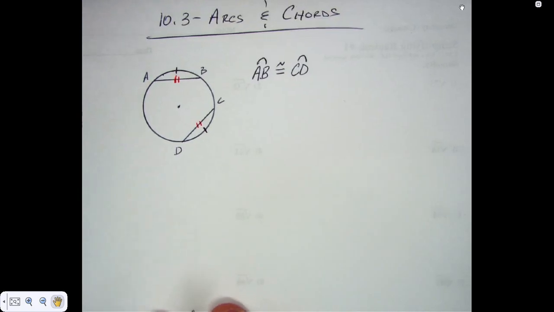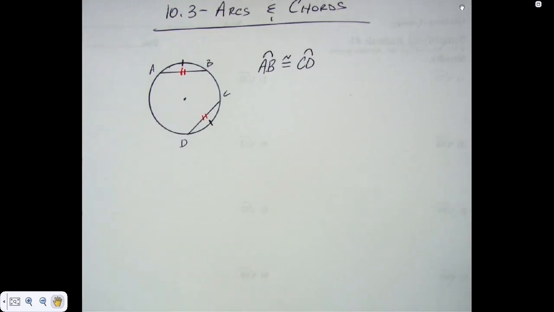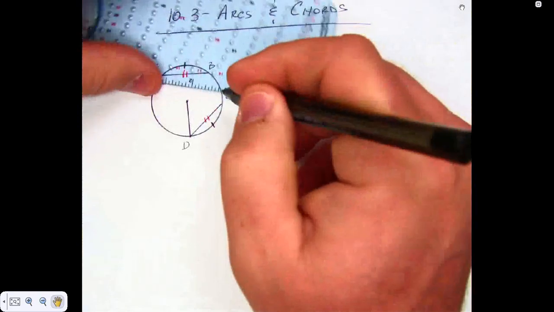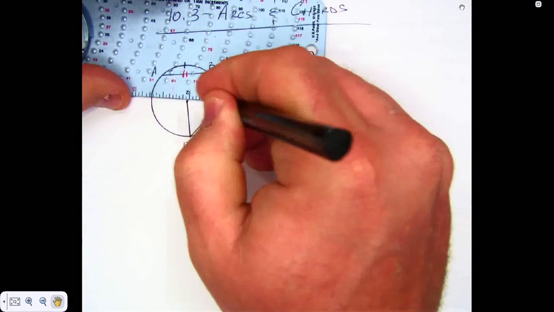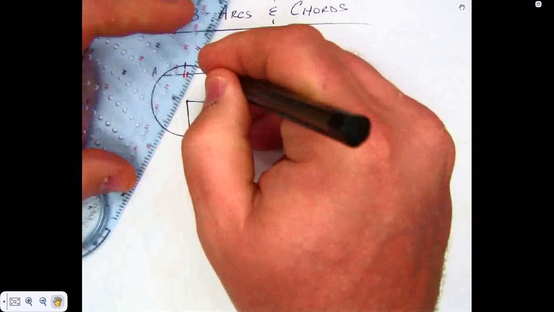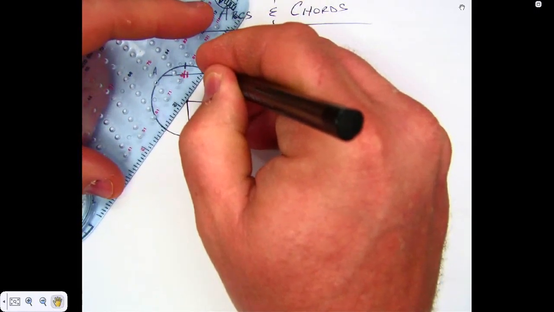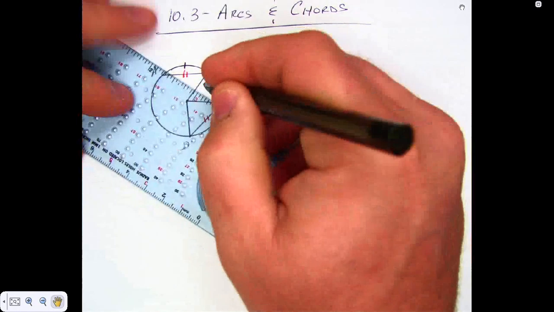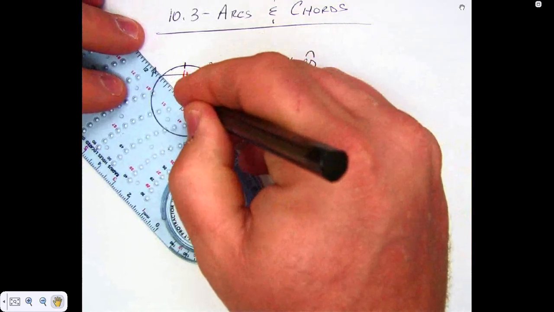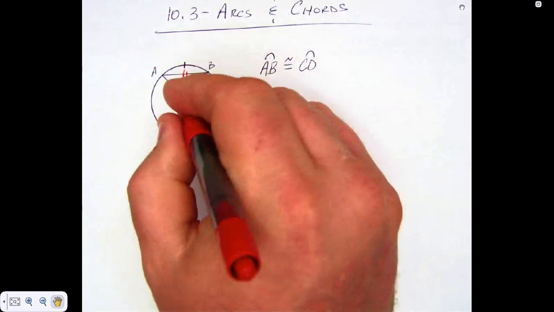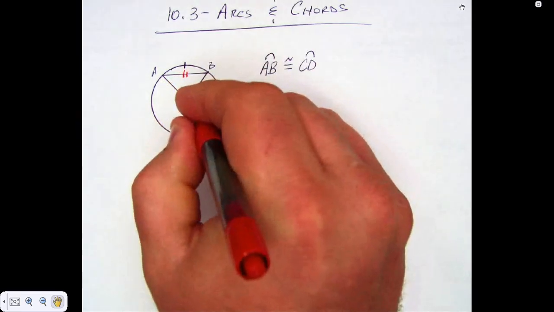Well, to add one more to it, and this should be kind of obvious, but if I was to draw the what? Central angles for each one. We talked about that basically yesterday. What do you think I can say about these two angles? This angle is also congruent to what?